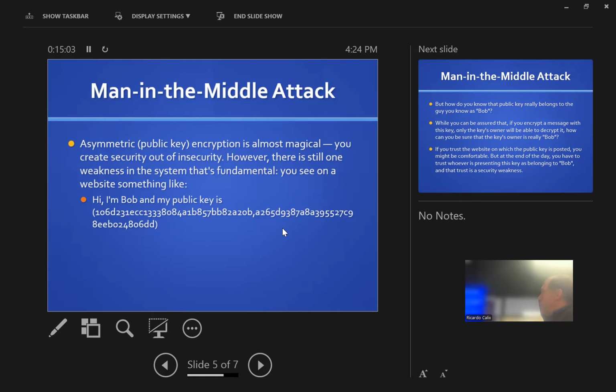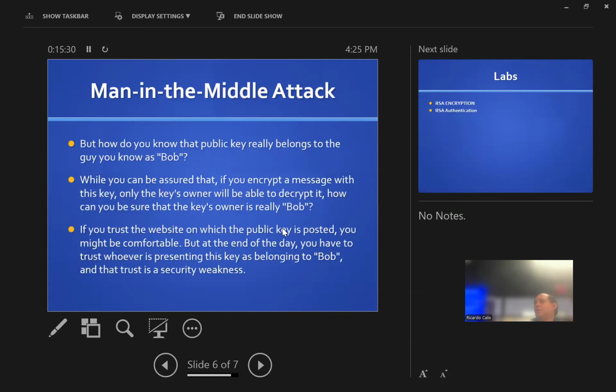So asymmetric encryption is almost magical. You create security out of insecurity. However, there is still one weakness in the system that's fundamental. So for instance, you see on a website something like, hi, I'm Bob. This is my public key, right? And you can see it's a public key. This is the E exponent, and that's the N over there, right? So it's a public key. So what's the problem with this?